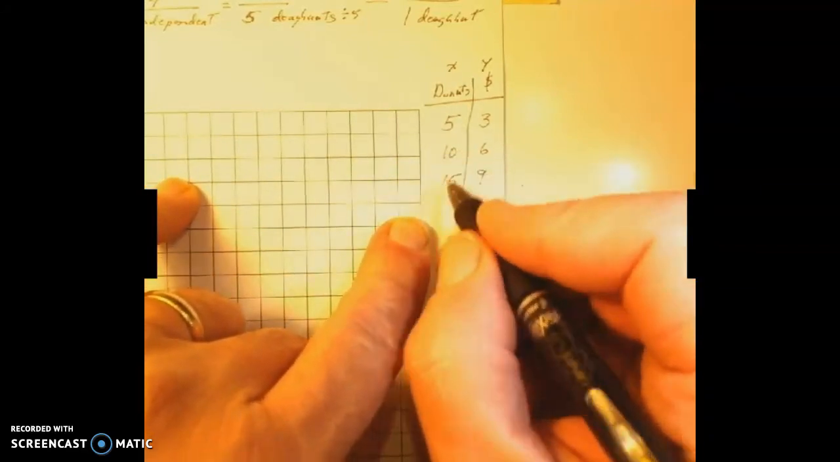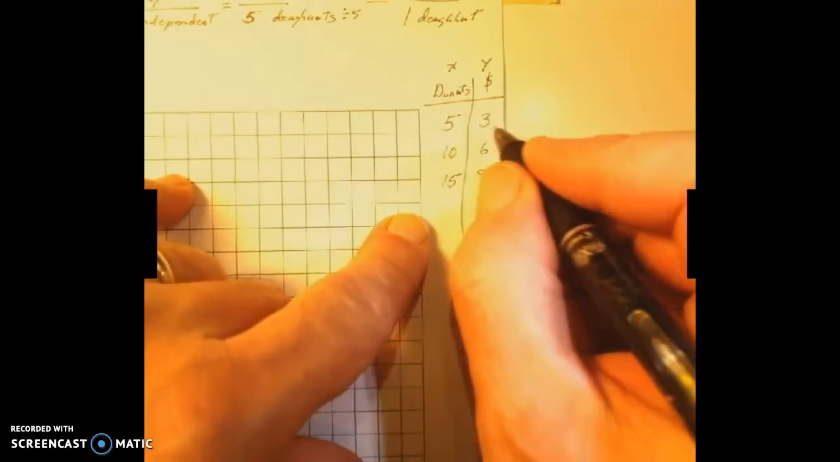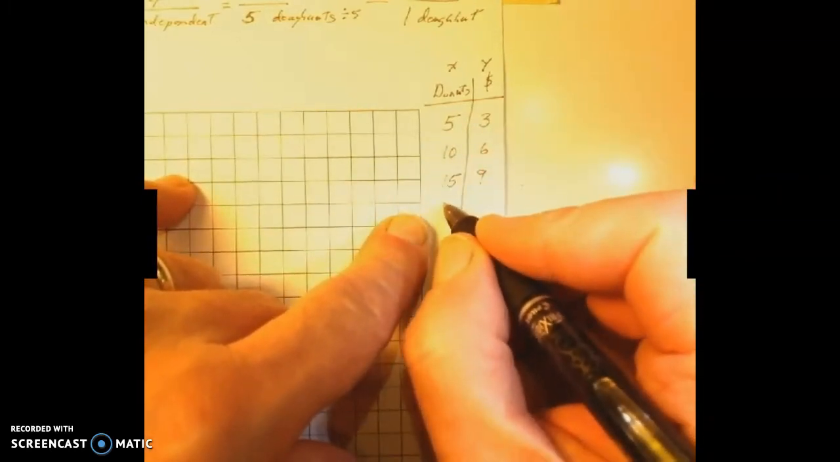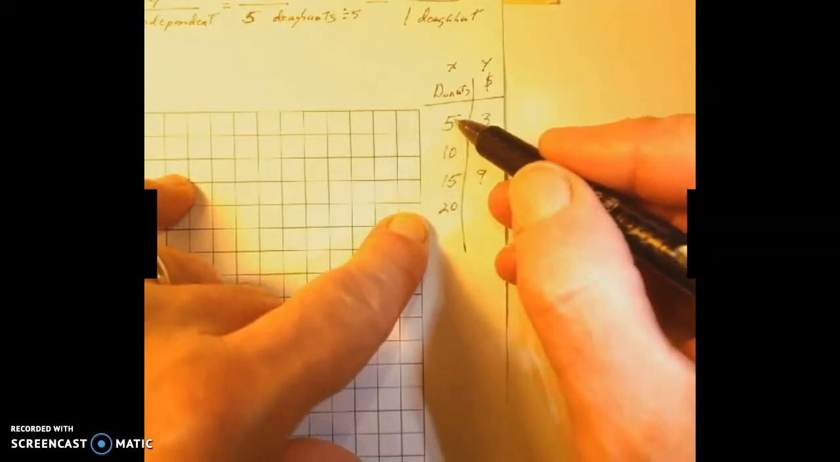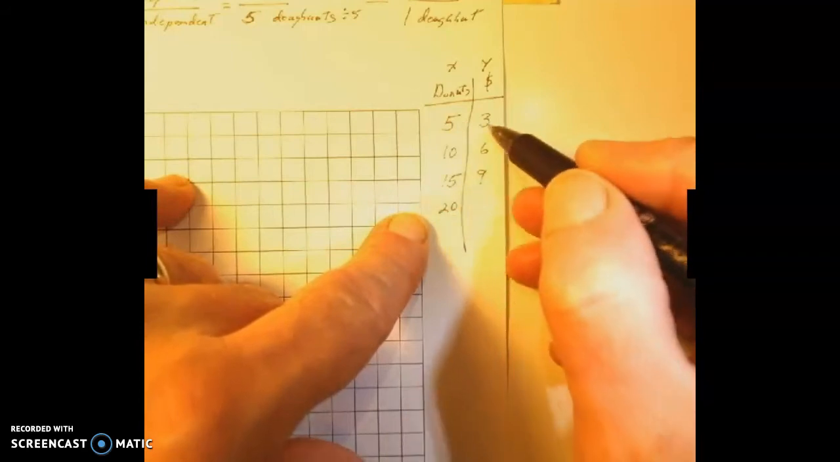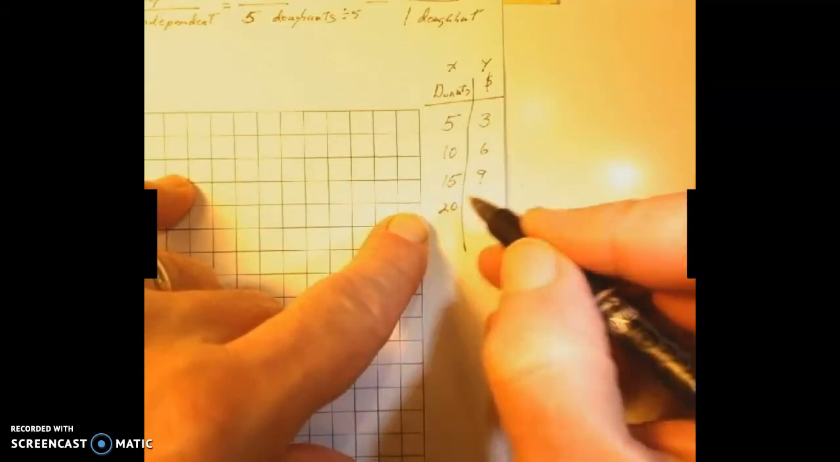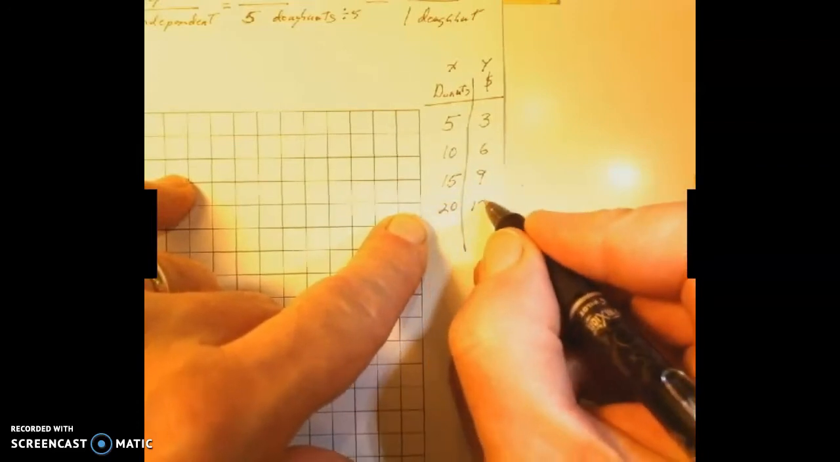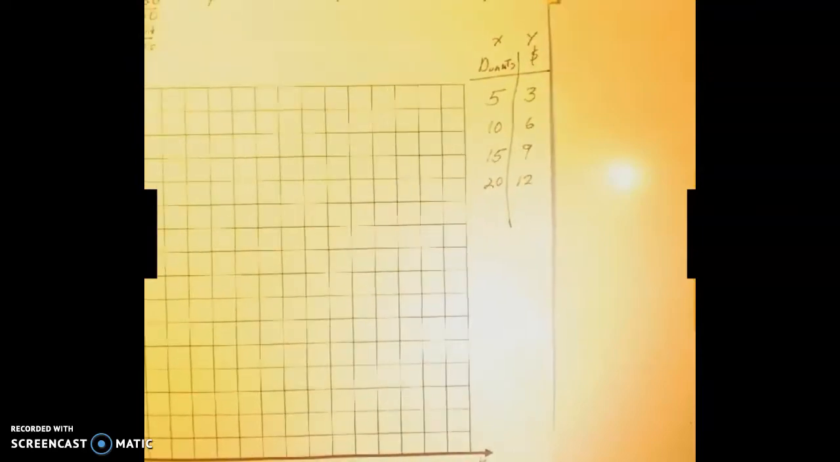And then, you could multiply 5 by 4, multiply 3 by 4, or just add 5 to 15 to get to 20, add 3 to get to 12, and I believe that is enough to fill up our graph.